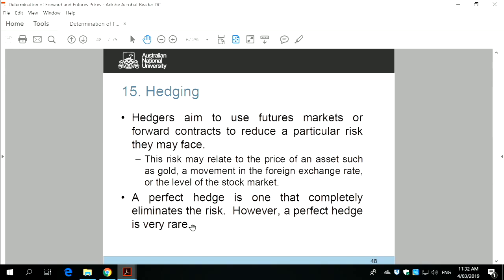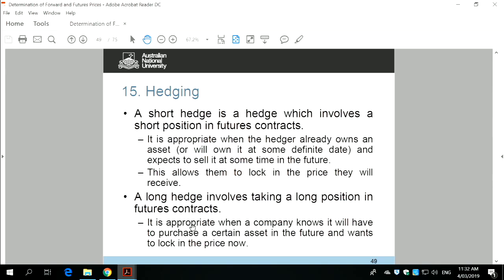But in reality, that sort of situation rarely happens, okay? There's a small chance that the perfect hedge happens. Most likely you end up with an imperfect hedge. Why is that the case? Before I elaborate on that, I want to make sure everybody understands my terminology.